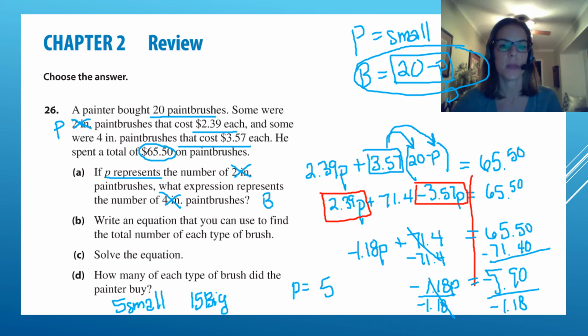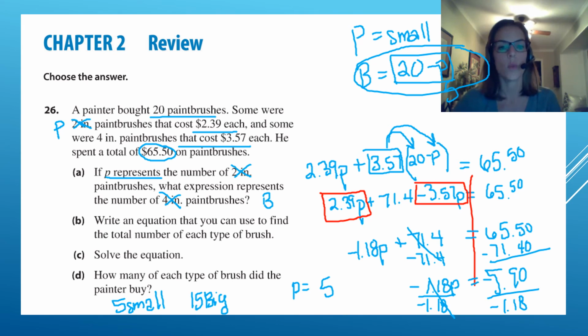Some were 2-inch paintbrushes that cost $2.39 each, and some were 4-inch paintbrushes that cost $3.57 each. The total was $65.50. So part A tells us that if P represents the 2-inch paintbrushes, and I'm going to cross that out because the 2 has no value, we're not looking at what the 2-inch paintbrushes are, we're just going to say that is P.